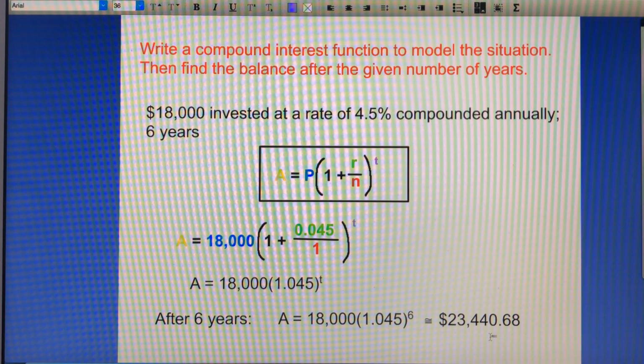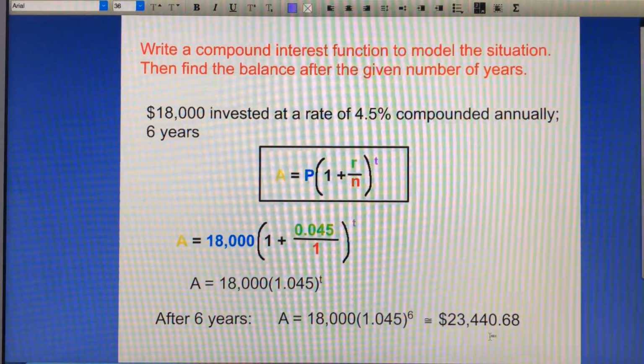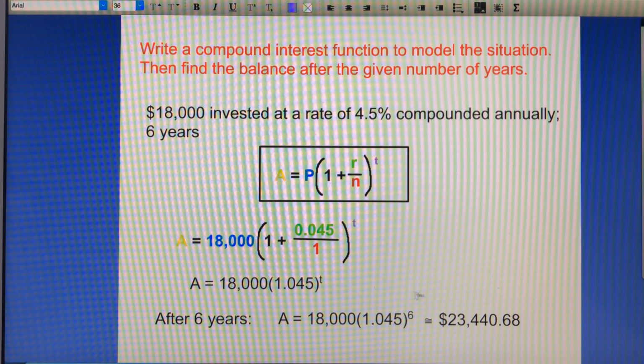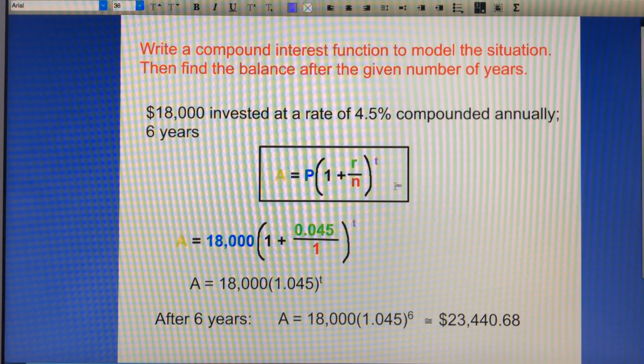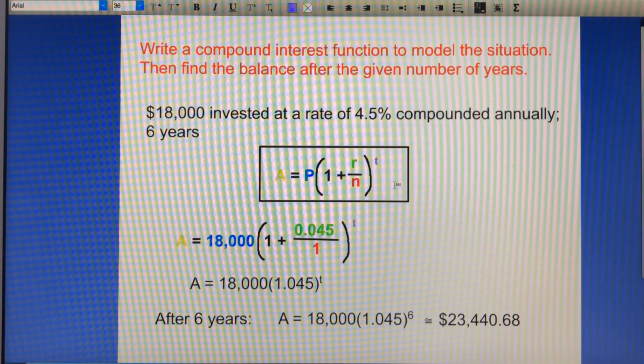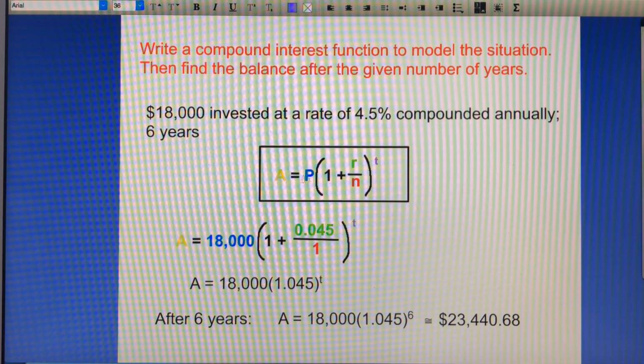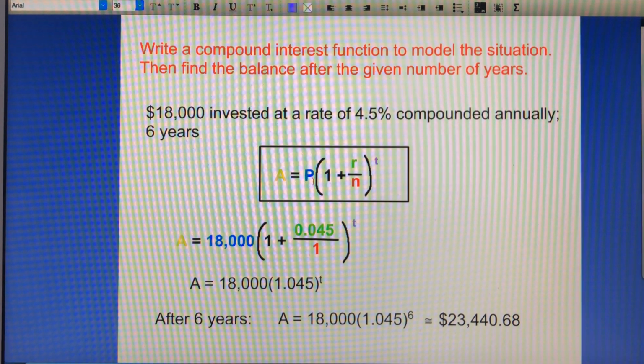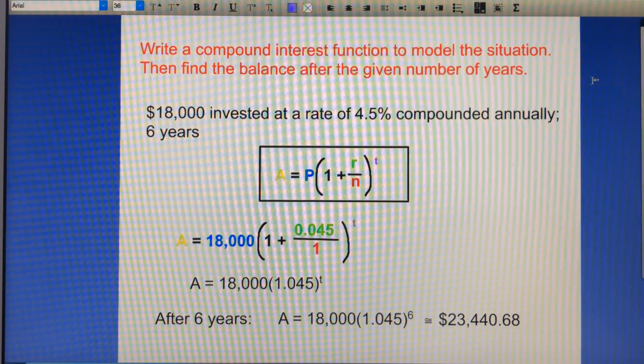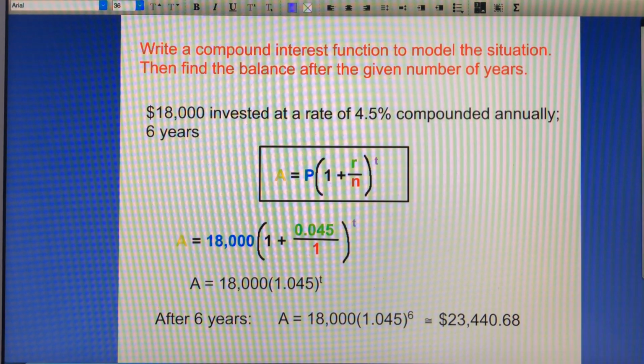$23,440.68. That will be my balance after 6 years. These are good formulas. So this is my compound interest formula. Please take a look at it. Make sure you understand what each letter means. Know that you can substitute in and you can solve.